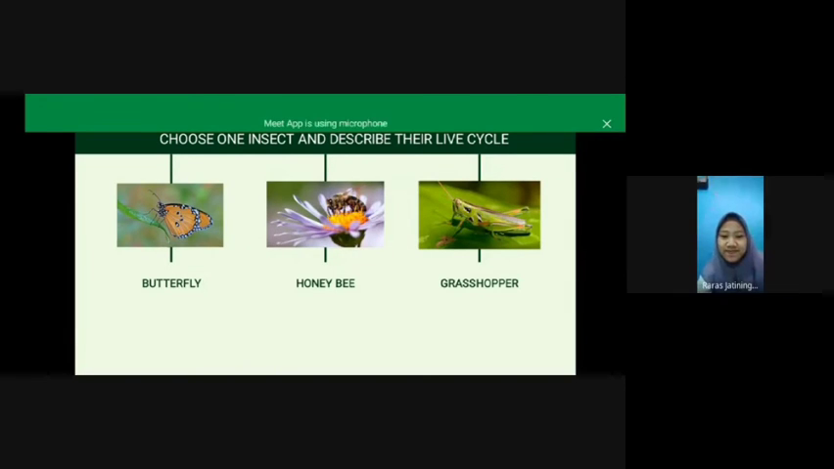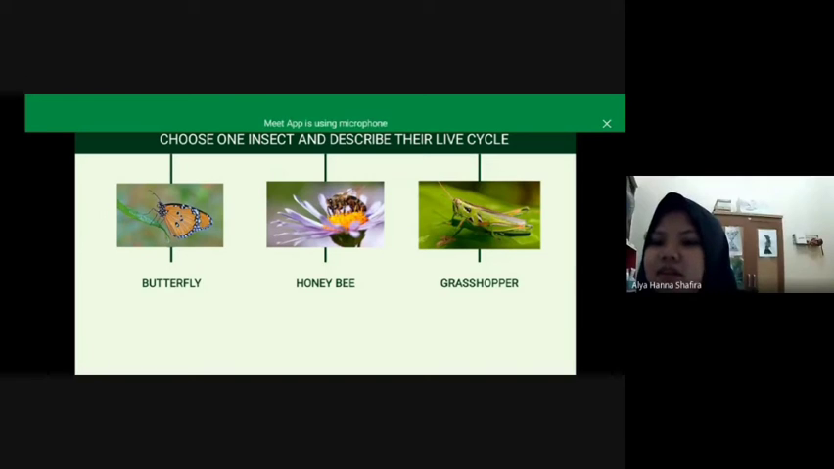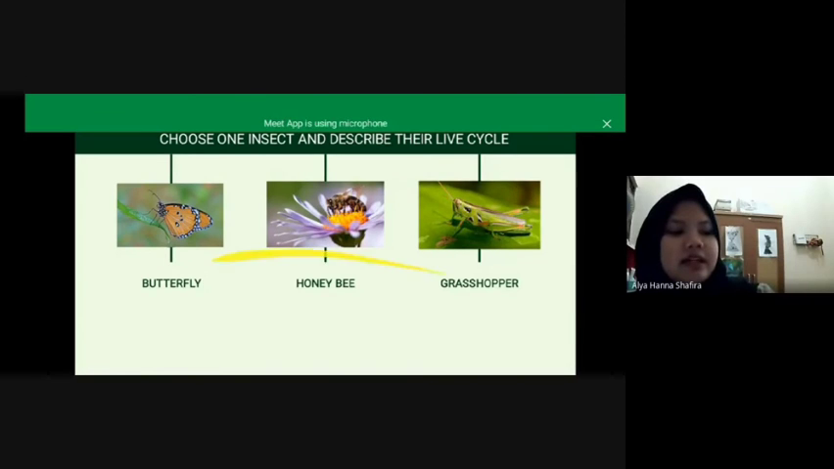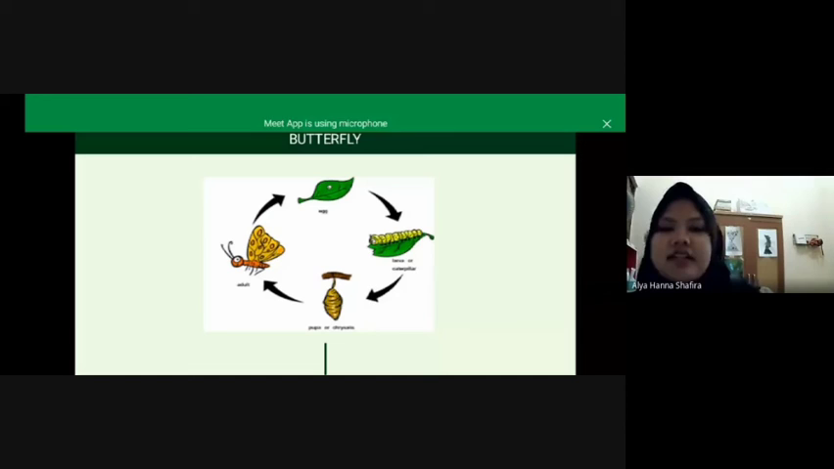Me. Yes, Raras. A grasshopper only has 3 steps, so it's incomplete metamorphosis. The process is from egg, to nymph or young grasshopper, and then becomes an adult grasshopper. Thank you, Miss. Correct.